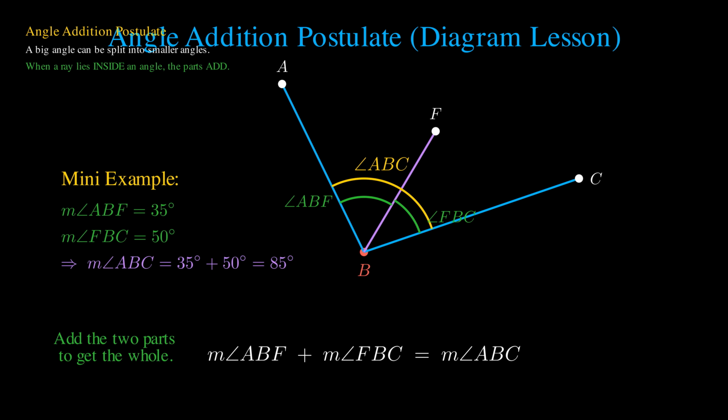Let's see a quick example. Suppose the first small angle measures 35 degrees, and the second small angle measures 50 degrees. To find the big angle, we simply add them. 35 plus 50 equals 85 degrees.